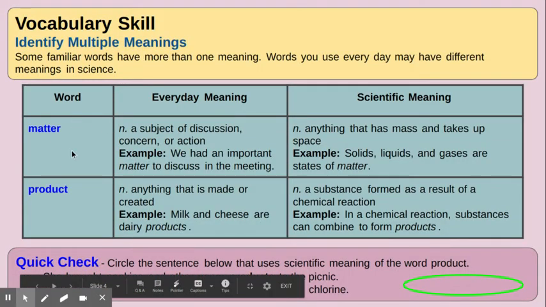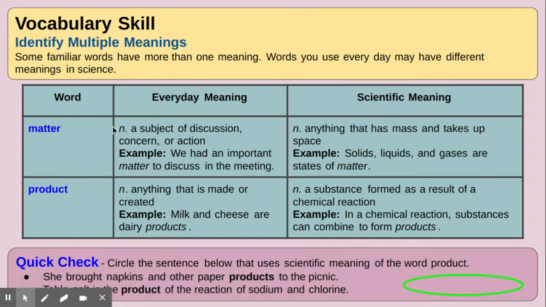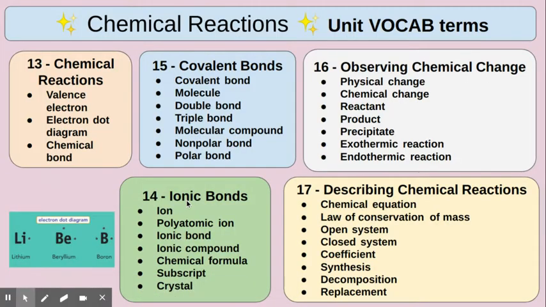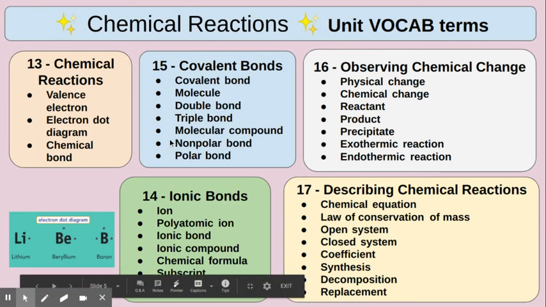So we have a couple vocabulary words here at the beginning, matter and product, and there are everyday meanings for these words. A matter might be a subject for discussion or concern. A product can be anything that's created. But in science class, matter is anything that has mass and takes up space, and a product is what we end up with in our chemical reaction. So we have reactants at the beginning of our chemical reaction, and we have products at the end. Okay, there's a whole bunch of vocabulary words that we're going to go over, not today, but eventually. We'll be using all of these terms.